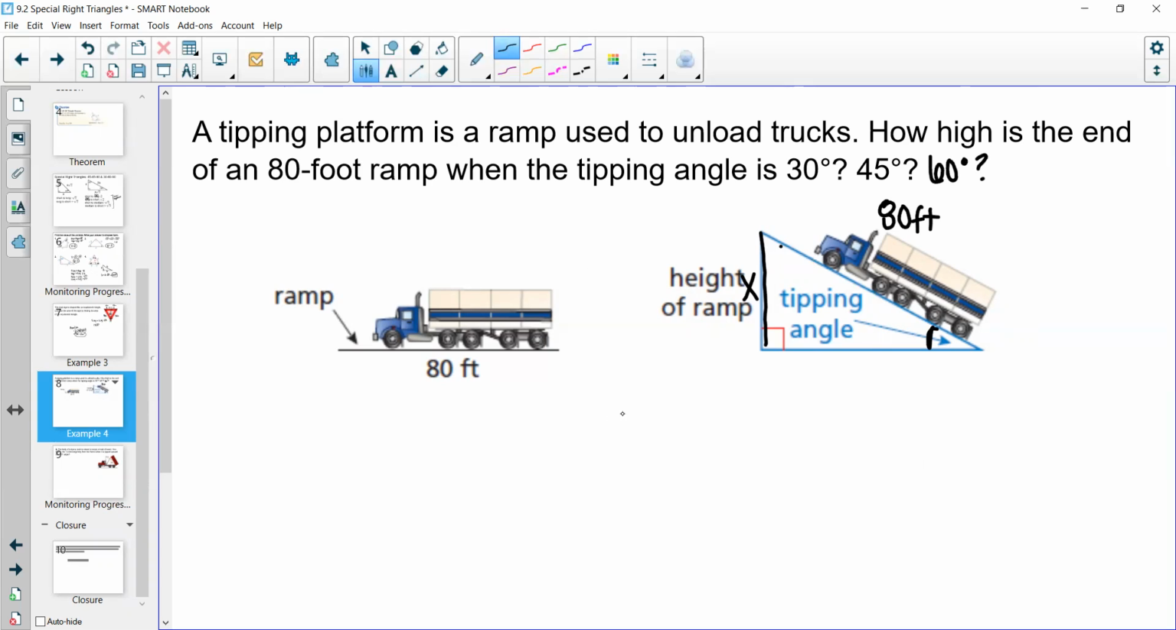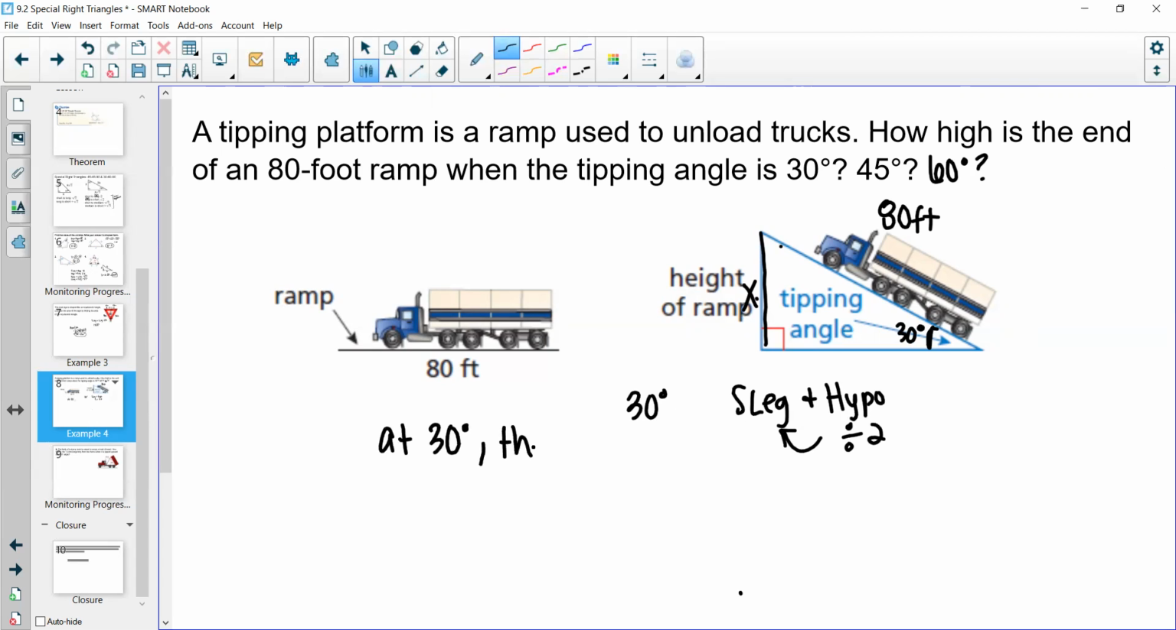So what happens when it's at 30 degrees? Well, when it's at 30 degrees, the height here is going to be our shorter leg, right? And in that case, our shorter leg and the hypotenuse have that special relationship where we divide our hypotenuse by 2 to get the length of the short leg. So if this is the 30, that means this is the short leg. And so 80 divided by 2 is 40. So at 30 degrees, the truck is 40 feet off the ground.